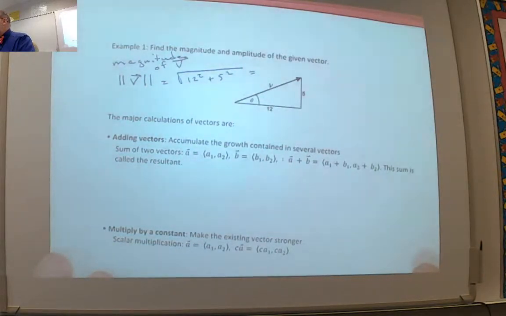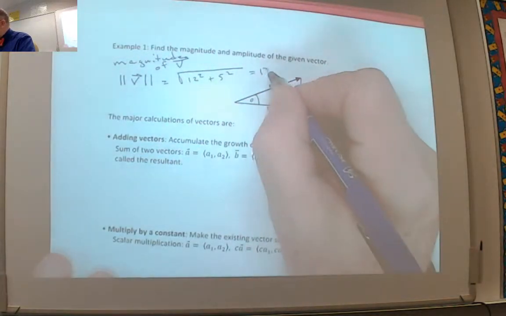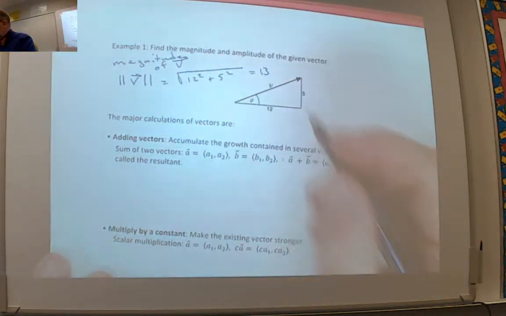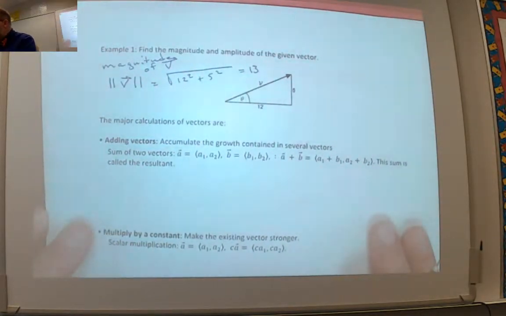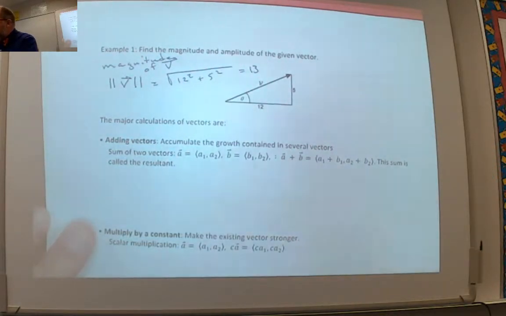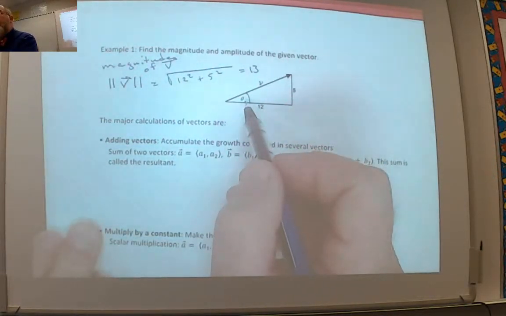Does anybody know 12 squared plus 5 squared? 13, very good. So this would be a Pythagorean triple. Yep, that's a Pythagorean triple. Okay, so how would I figure out theta here?